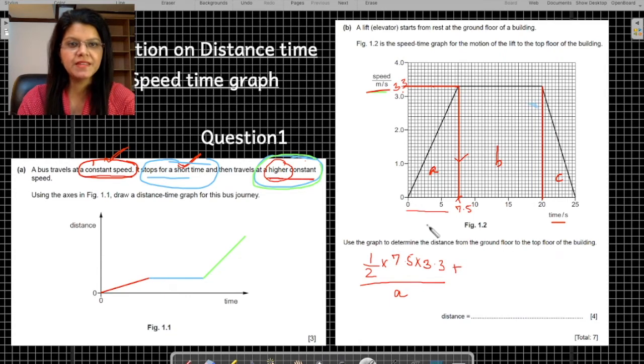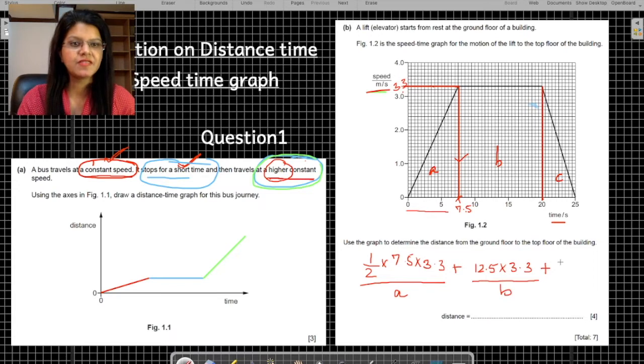The figure B is a rectangle, straightforward. The area of the rectangle is base times height. How much is the base? Let us calculate the base. Here it is 20, 20 minus 7.5. 20 minus 7.5 is how much? 12.5. 12.5 times how much is the height? 3.3. This is the area of B.